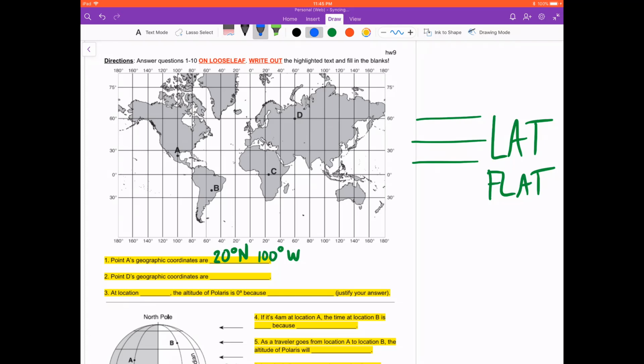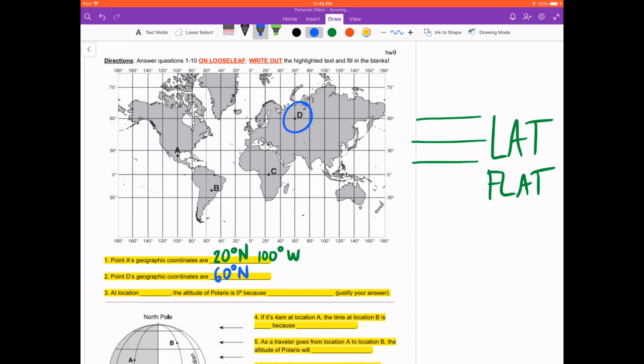For point D, which is over here, the latitude, remember flat first, is 60 degrees. And I should include that it's either north or south, and it looks like it's north of the equator. So the equator line is right over here. This is north of the equator. So 60 degrees north.